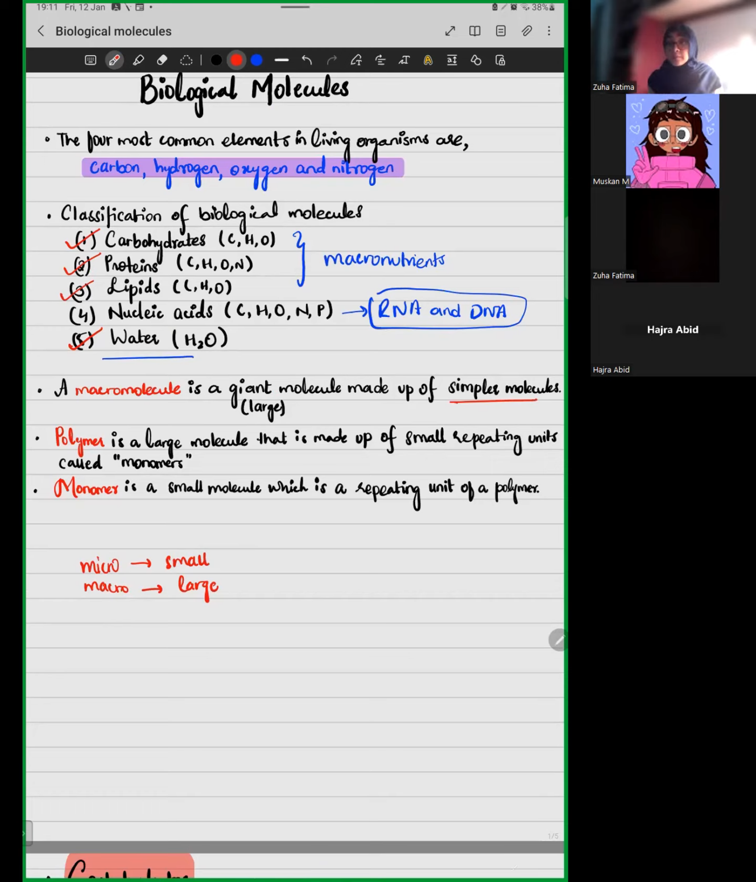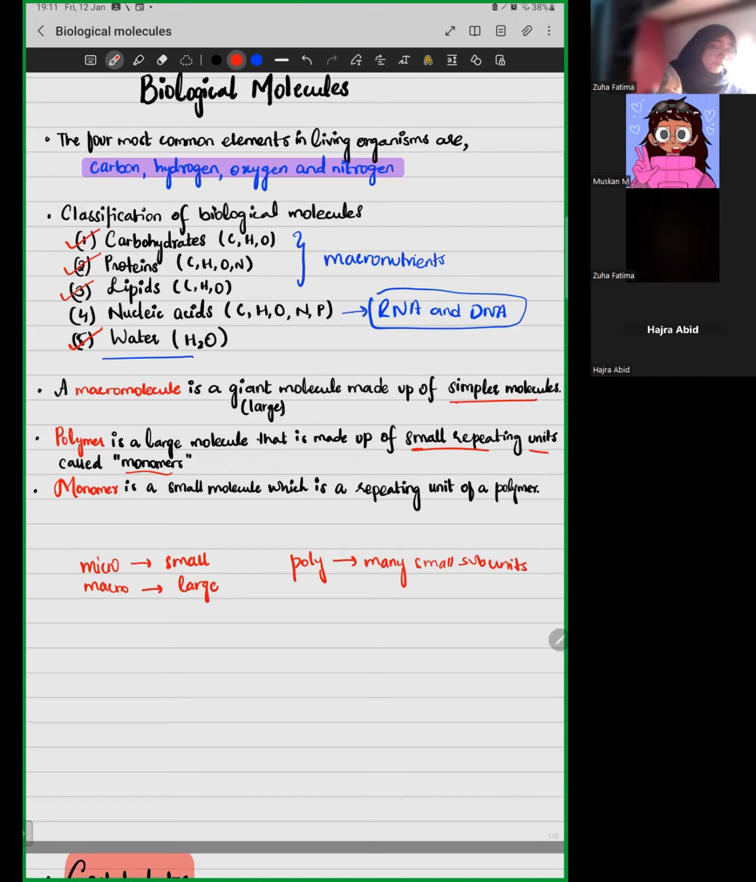Now, when we talk about polymer, poly basically means many. So polymer is a large molecule that is made up of small repeating units called monomers. Where is this word poly coming from? Poly, we have understood, literally means many. Polymer basically means made up of many small subunits. So a polymer has a lot of small monomers.